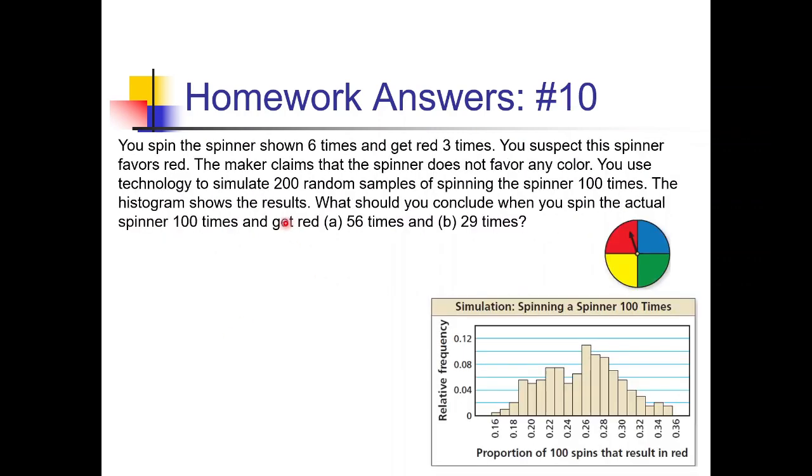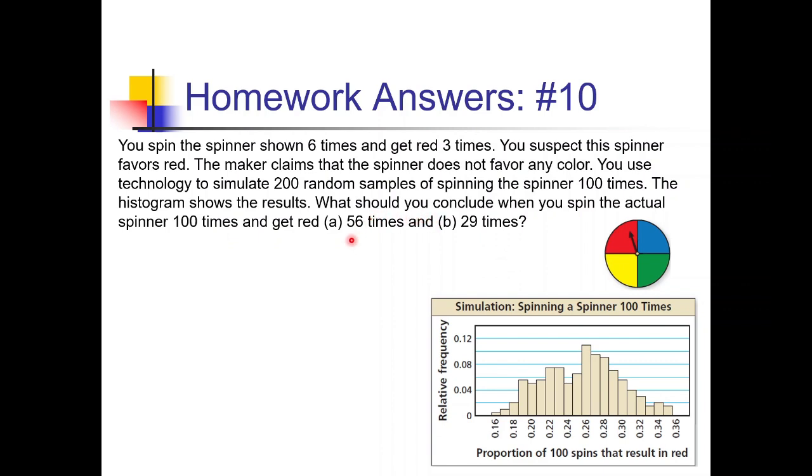On this problem, we spin the spinner here, shown 6 times, and get red 3 times. We suspect this spinner favors red. I mean, theoretically you have a 1 in 4 chance, but you got red half the time. That is a little suspicious, but it is only 6 times. The maker is claiming that the spinner does not favor any color. You use technology to simulate 200 random samples of spinning this thing 100 times, and the histogram has those results. What should you conclude when you spin the actual spinner 100 times and get the following results?